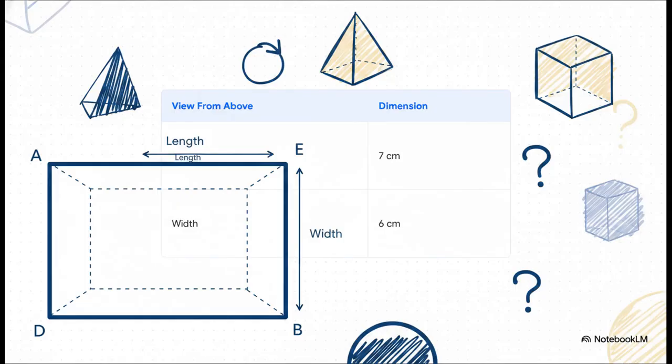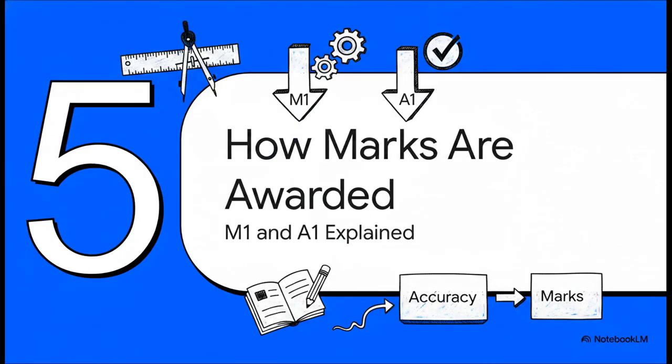So if we're looking down on our prism, what's the shape we see? Well, it's not the triangle on the end, right? It's just a flat rectangle. And what are its dimensions? It's going to be the length of the whole prism, which is 7 centimeters, and the width of the base, which is 6 centimeters.